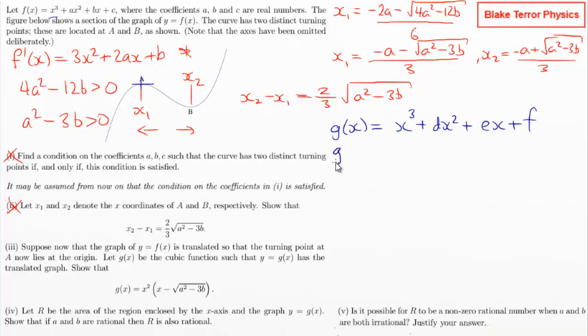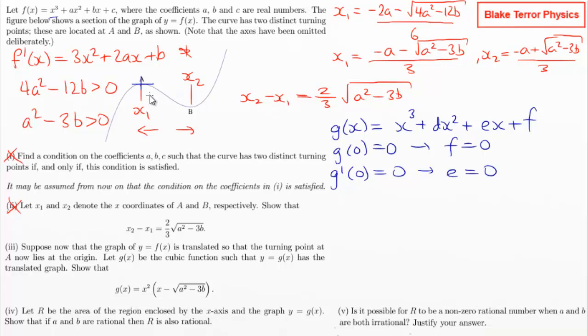Well, we know that g of 0 is equal to 0. So that means that f is equal to 0. We also know that the gradient g dash of 0 is equal to 0. So that means that e is going to be equal to 0. So that's got rid of a lot of stuff. How do we get what d is? I mean, that's dealt with everything we know about a. We've only got b now. So we know that the gradient at b is also going to be equal to 0.